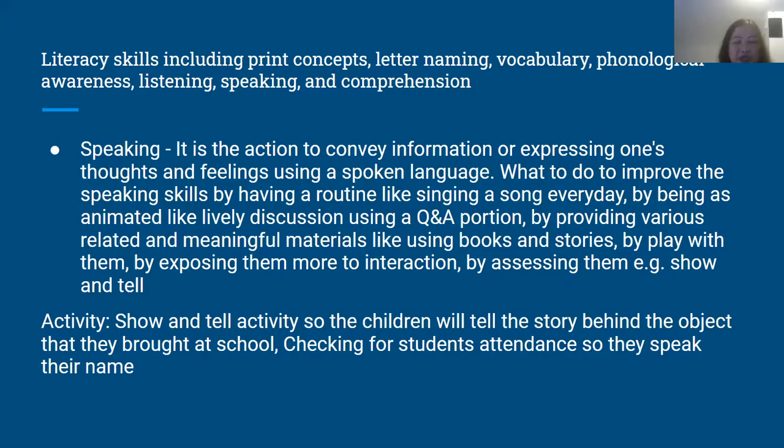My activity: show and tell activities, where the children tell the story behind the object that they brought to school. Also, checking students' attendance so they speak their name.